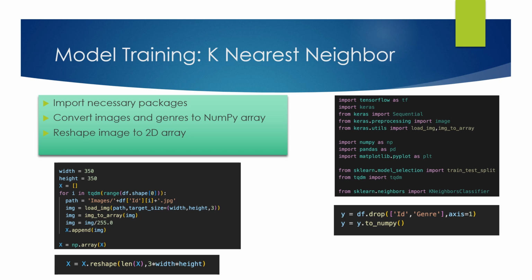And because for this model we need to have the 2D shape for both the X and the Y, we need to reshape the 3D images to 2D by setting the reshape function. And the first number will be the length of the array X, and the second one will be the 3D layer times the width and the height of each image.